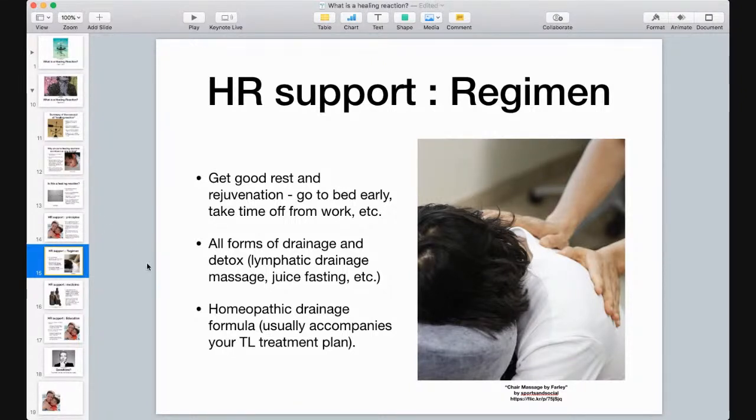A little more specifically, I say all forms of drainage and detox, such as lymphatic drainage massage, juice fasting, things of that nature. Or the third point, the homeopathic drainage formula, which is usually fairly standard fare. We supply that along with your timeline treatment. That will help with what's going on in a healing reaction. That's part of the whole purpose of it as well.